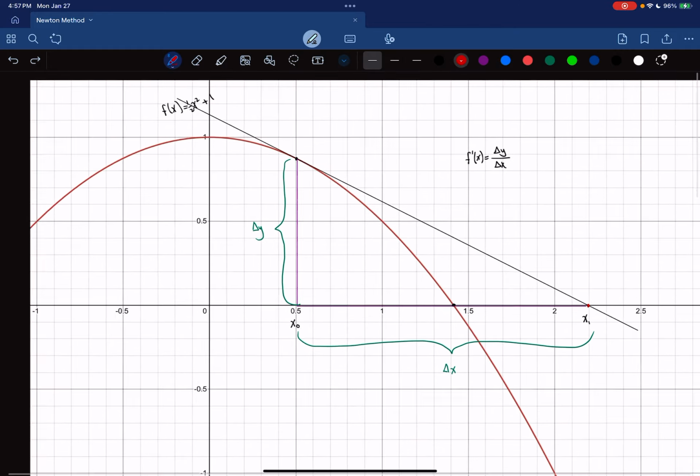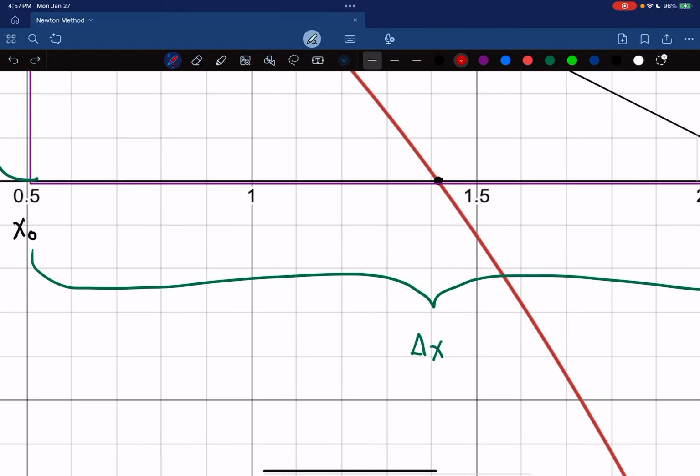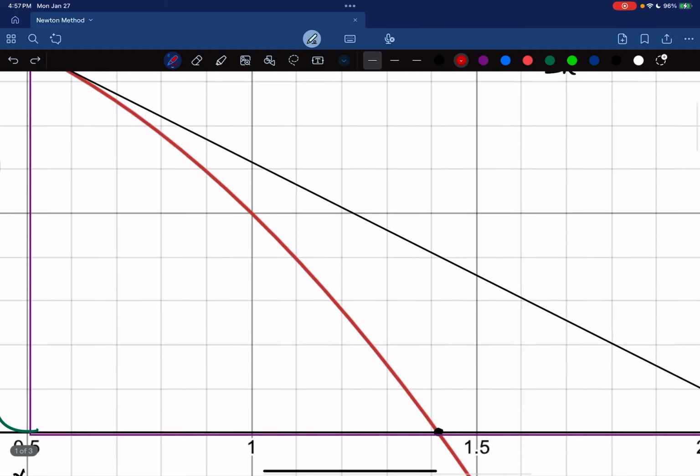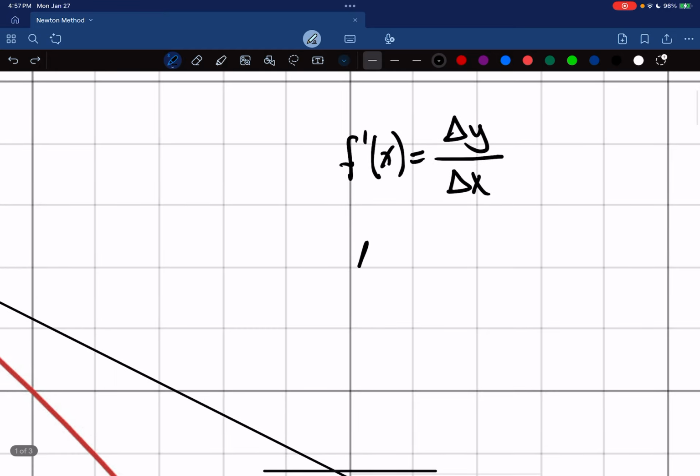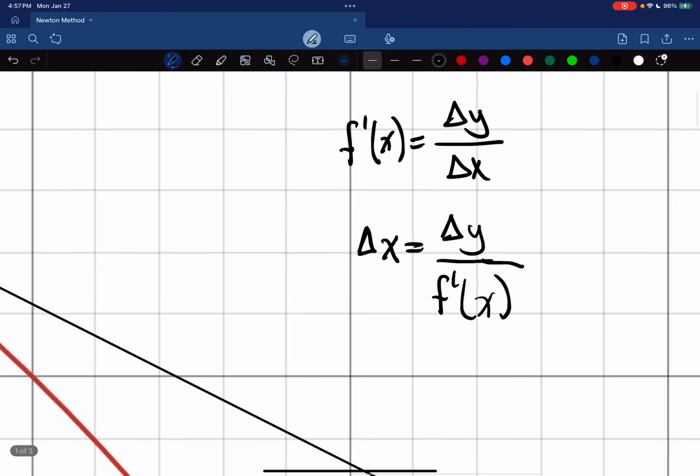How do I get the change in x? Obviously, we have this function right here. All we got to do is rearrange, and we will get the change in x equals the change in y over the derivative.